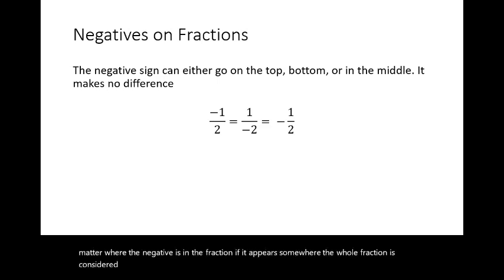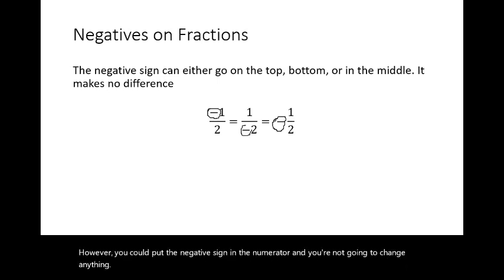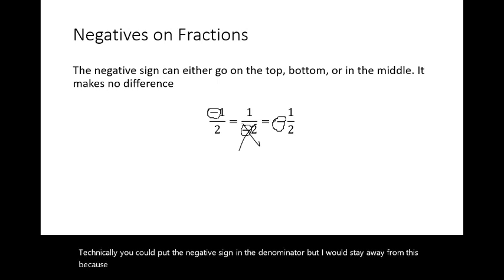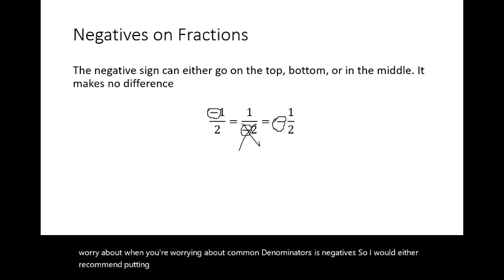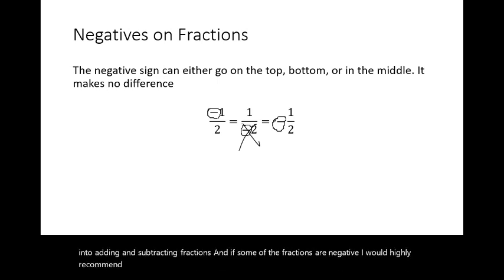So most of the time in typeface, the negative sign is right here in the middle of the fraction bar. However, you could put the negative sign in the numerator and you're not going to change anything. Technically, you could put the negative sign in the denominator, but I would stay away from this because common denominators are going to be a reality, and the last thing that you need to worry about when you're worrying about common denominators is negatives. So I would recommend putting the negative sign either in the middle or on the top. And in fact, when we get into adding and subtracting fractions, and if some of the fractions are negative, I would highly recommend putting the negative in the numerator.